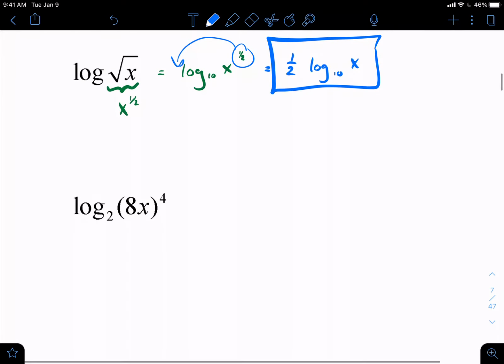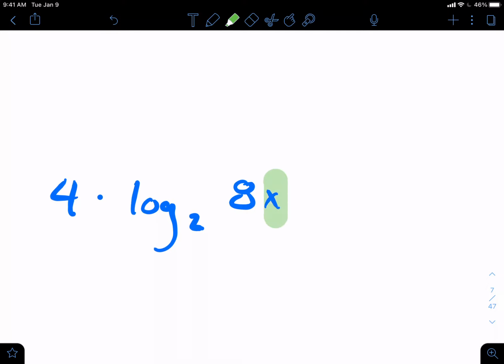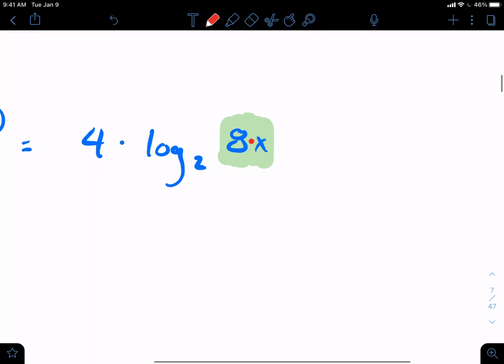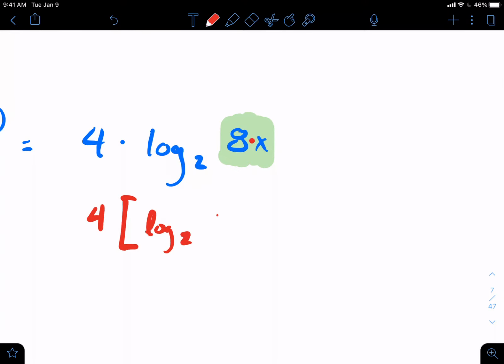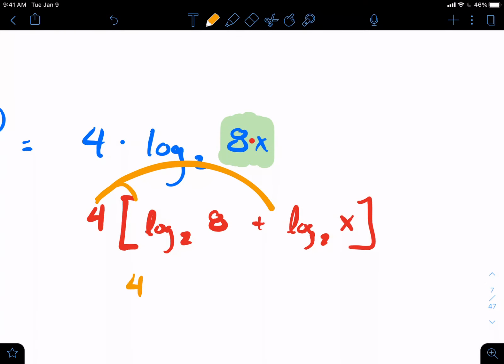Here's another one. This one has a little bit more going on. So first off, we see our exponent. So we're going to pull that in front. So this is going to be 4 times log base 2 of 8x. Now, when we look at this, this is kind of the term we always look at. And if we notice, well, hey, this is actually being multiplied, then we should break that up. So breaking that up, we're going to be able to break up log base 2 of 8x into log base 2 of 8, since it's multiplying we add, plus log base 2 of x. And essentially, the 4 would even distribute into both of these. So 4 times log base 2 of 8 plus 4 times log base 2 of x.